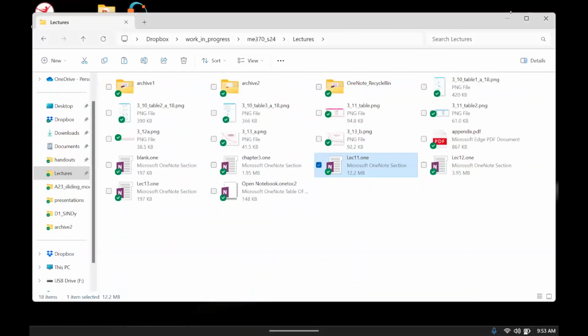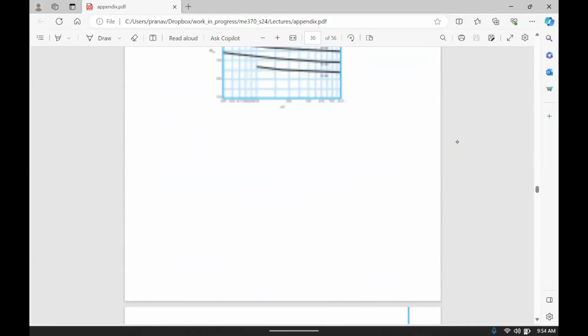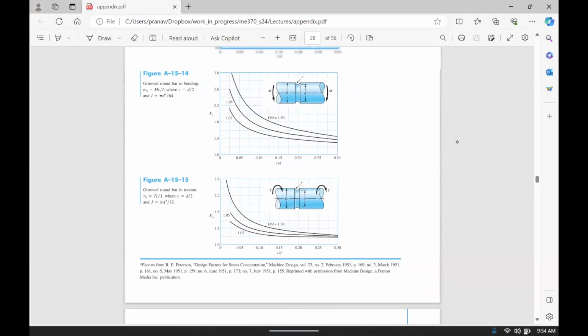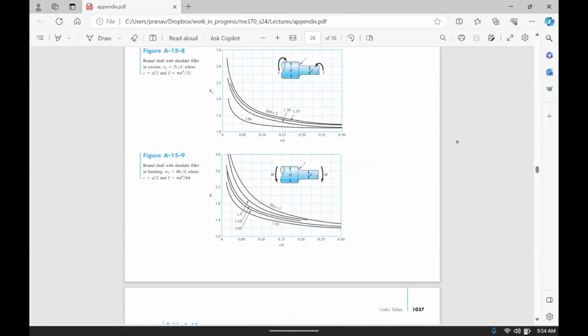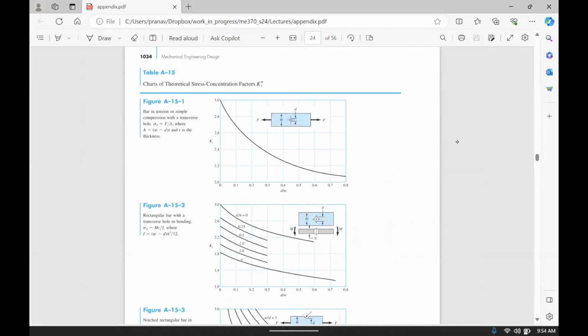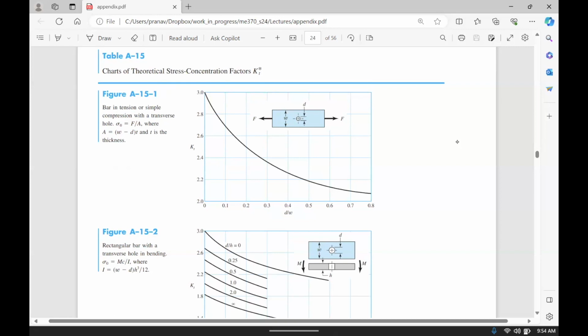And what I'm going to do is I've actually put this on Blackboard. This is basically the appendix from the book. You need to scroll down to, I think, table A15, A16. This is something which I posted in the handout section of Blackboard. You can download it. Table A15 onwards tells you the stress concentration factor. For example, here it's given KT for different geometries.